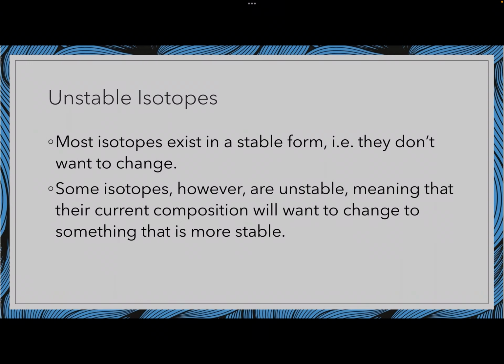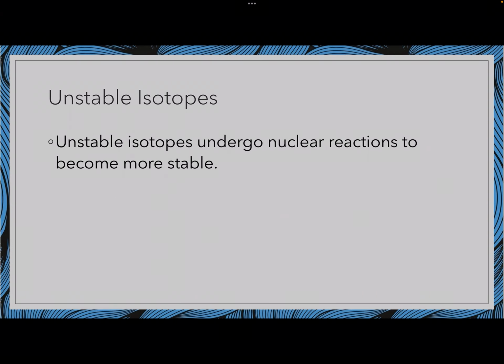Now, these unstable isotopes, they undergo nuclear reactions to become more stable. Now, typically, I'm sure at this point, you're thinking nuclear reactions, bomb blasts, that sort of thing, nuclear reactors. Whenever we say nuclear, it just means of the nucleus. So these reactions aren't going to happen at the electrons like a normal reaction would. They're going to happen at the nucleus.